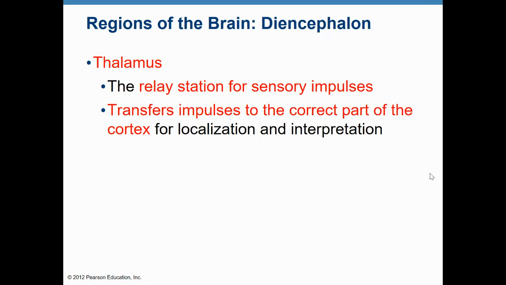And the thalamus is going to basically sort out the type of stimulus that's coming in. Is it painful? Is it pleasant? Is it something you need to take action on? Is it something that you can ignore? And essentially, it transfers this impulse to the correct part of the cortex so that your brain can interpret what's going on. It reminds me of a really old job.